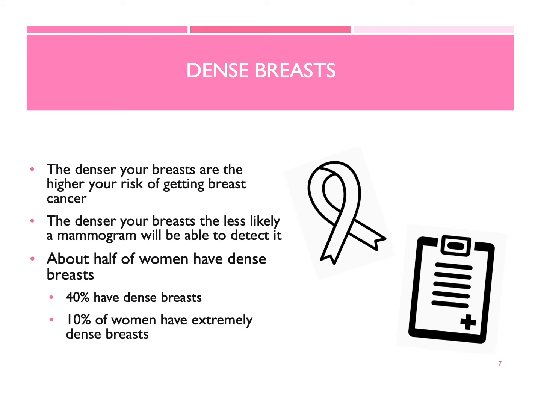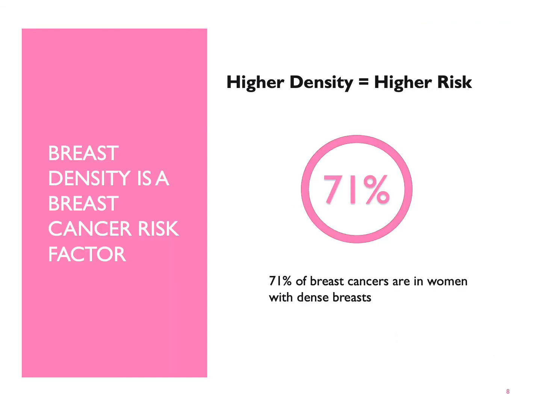So in its relationship to breast cancer, the denser your breasts are, the higher your risk of getting breast cancer. Also, the denser your breasts are, the less likely a mammogram will be able to detect it. And about half of women have dense breasts. 40% of those are in category C, and then 10% are in category D, which would be extremely dense breasts. So again, breast density is a breast cancer risk factor, so the higher the density, the higher the risk. As we can see here, 71% of breast cancers are found in women that do have dense breasts.